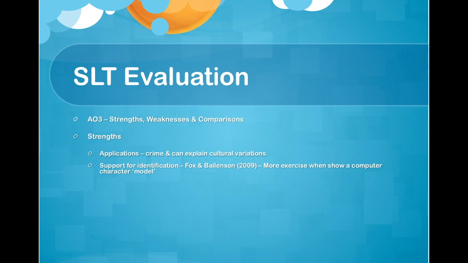Another strength is that there tends to be a fair bit of support for the social learning theory. So we've already looked at Bandura's Bobo doll experiment. There's lots of other bits of research. There's one example here, Fox and Bailenson.